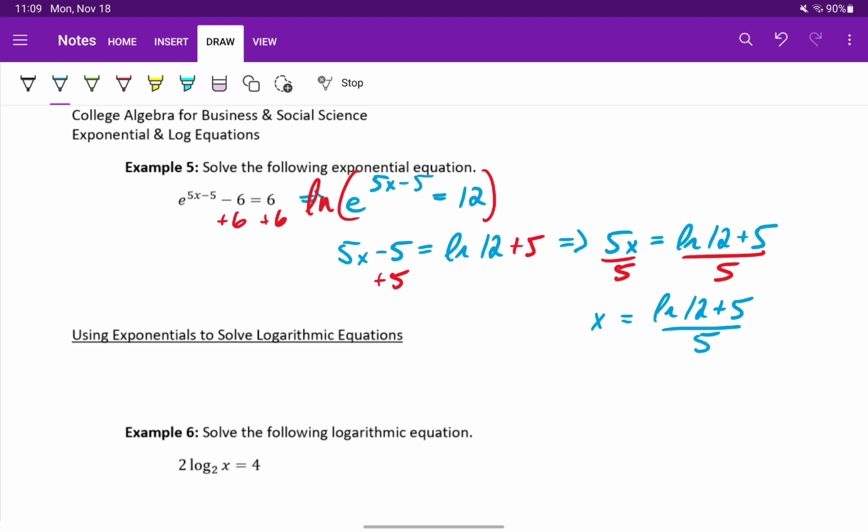From there, we could use a calculator or other technology to come up with what the decimal approximation of that would be. But if what we want is to keep our answer in exact form, this is the expression that we would enter as that solution.